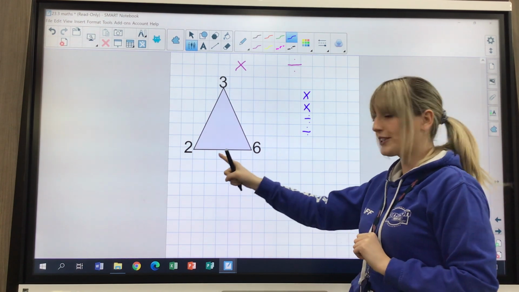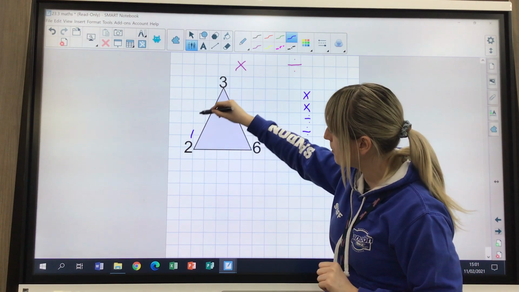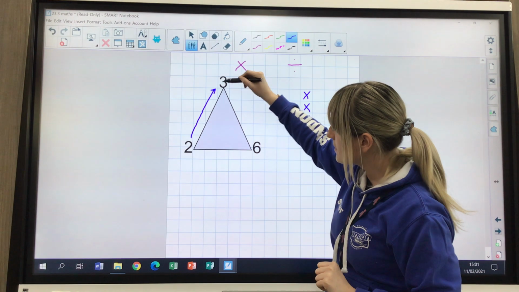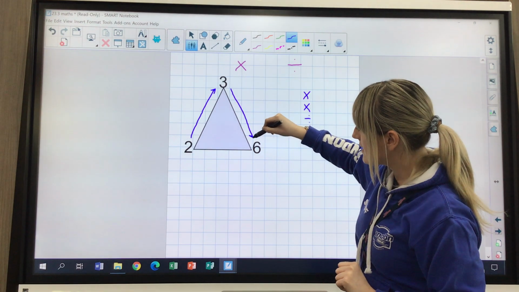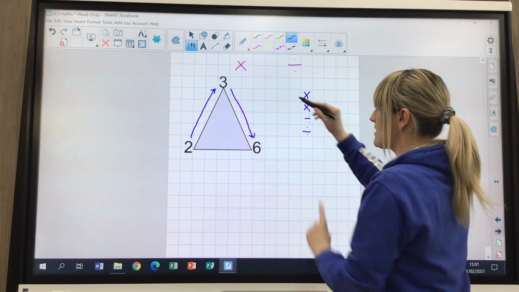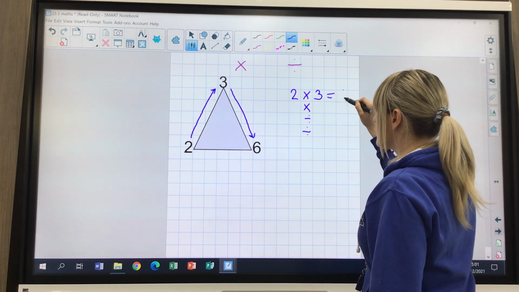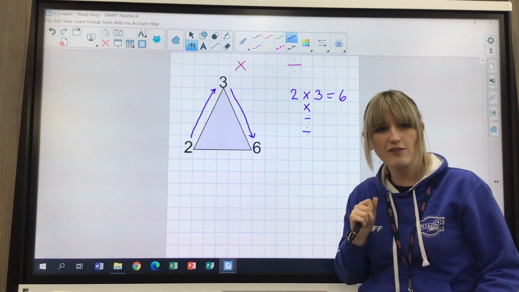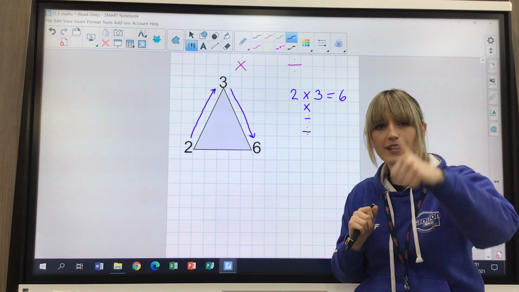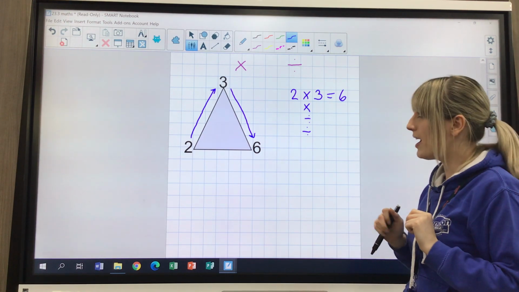So let's look at our fact family and let's go in a direction I know. 2 times 3 is 6. So 2 times 3 is 6. So 2 lots of 3 equals 6. Let's count in threes twice to check. 3, 6. It's right.